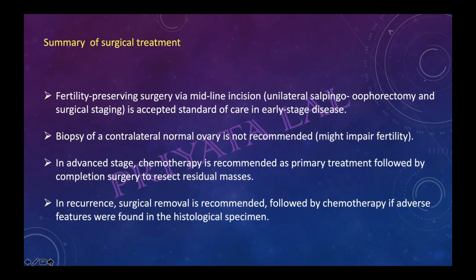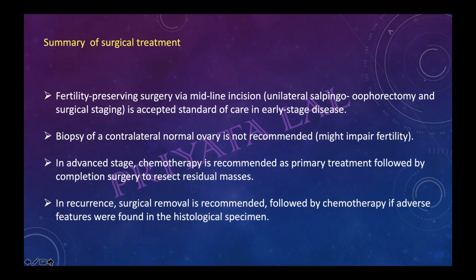Now, this is the same thing I was trying to say. Though the talk goes table wise, it is very difficult to remember. So, summary of surgical treatment: fertility sparing surgery is usually done by a midline incision. And what is the fertility sparing surgery? Unilateral salpingo-oophorectomy and surgical staging. Biopsy of the contralateral ovary is not recommended. This impairs fertility. This is from the strategy. Okay, you have to know this.